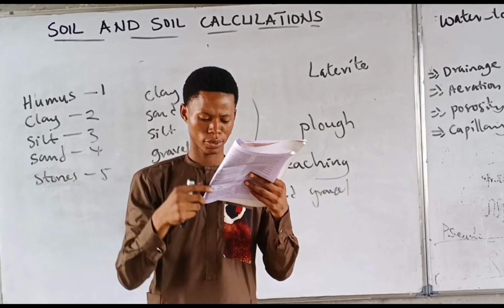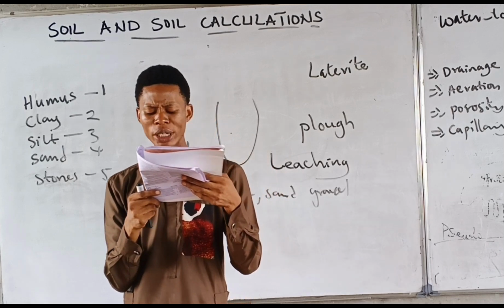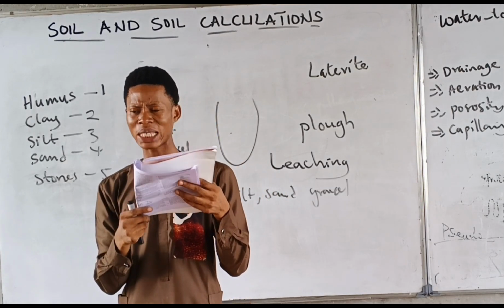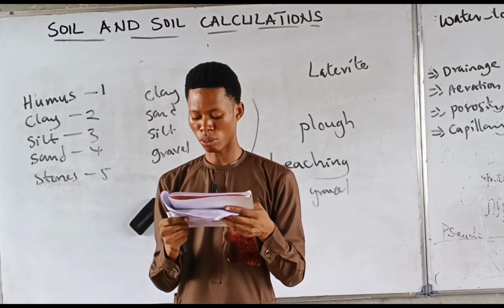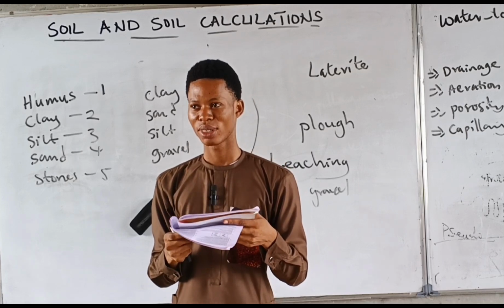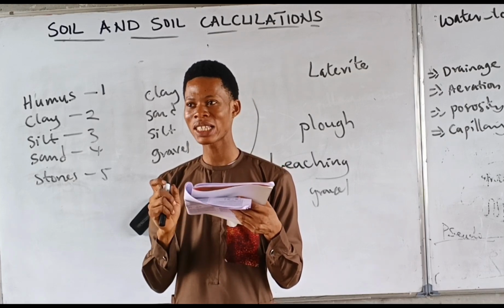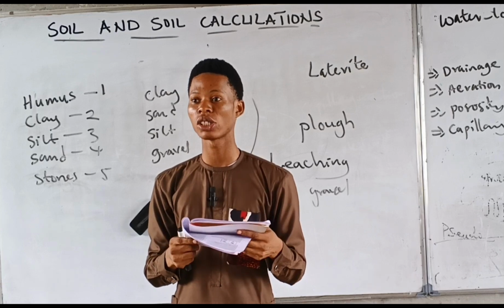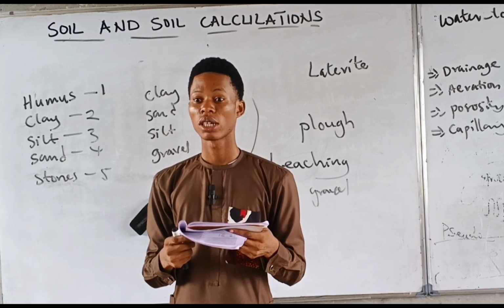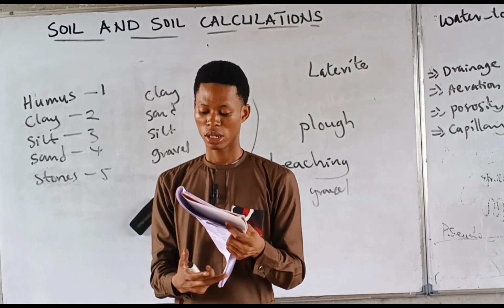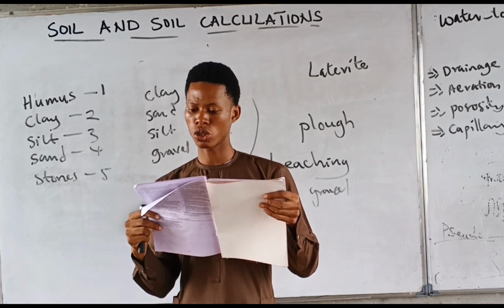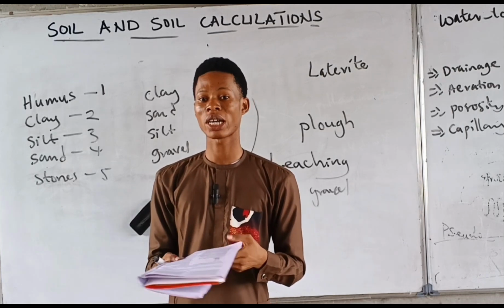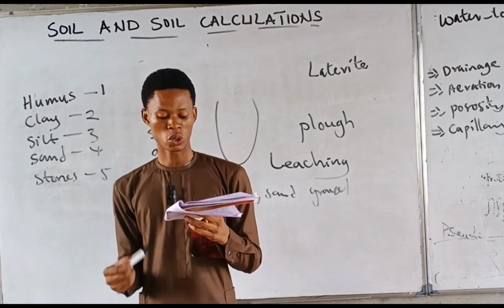The soil with the highest water retaining capacity is dash. The soil with the highest water retaining capacity is dash. Clay soil, is it correct? Okay, that's correct.